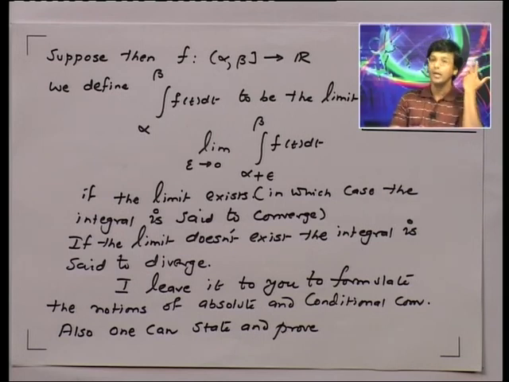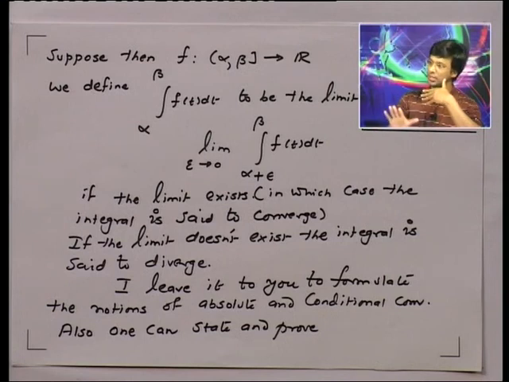How do you do that? Limit as epsilon goes to 0 of the integral from alpha plus epsilon to beta of f(t) dt. That is a natural definition. If the limit exists, we would say that the improper integral converges. If the limit does not exist, we will say it diverges. If the integral of the modulus converges, we will say it is absolutely convergent. One can formulate a Cauchy principle of convergence for these kinds of integrals, and then one can talk about absolute and conditional convergence and so on.